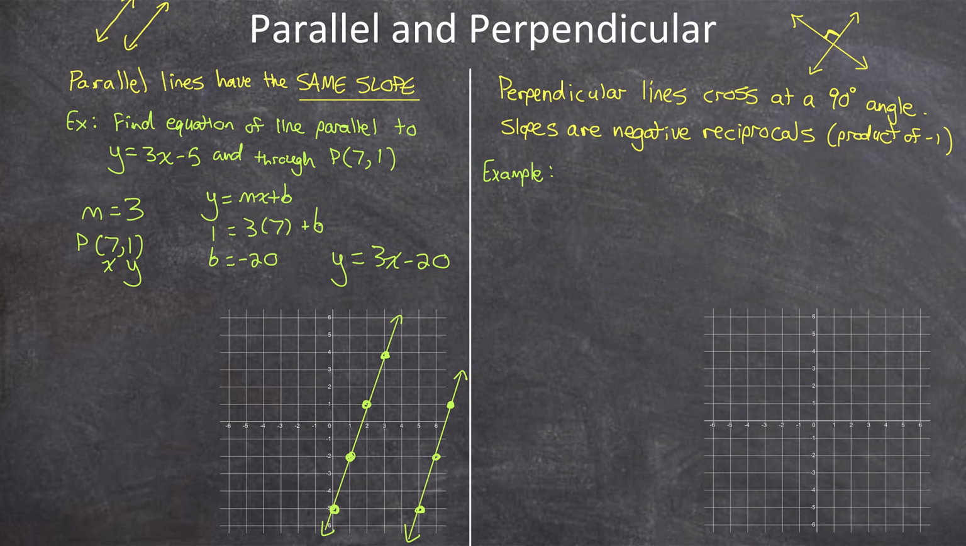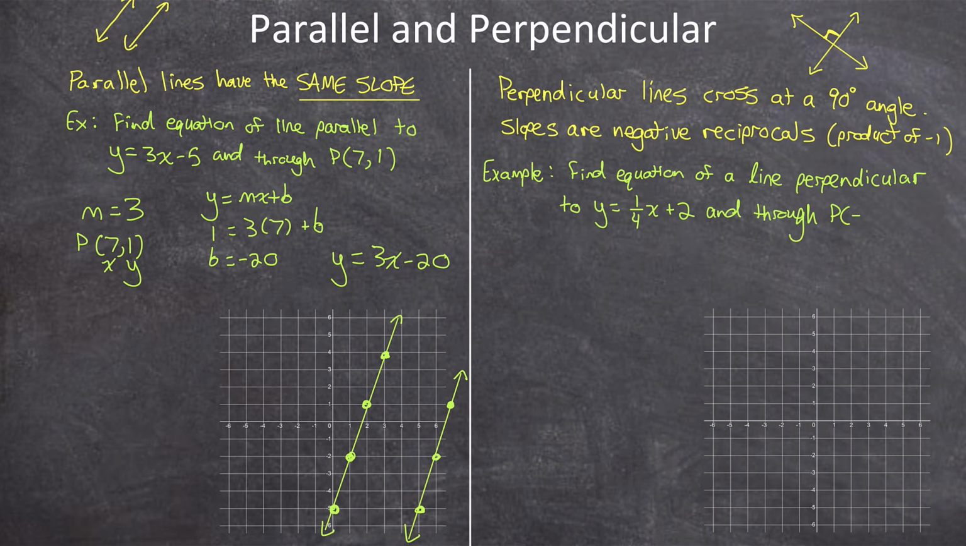Let's find the equation of a line perpendicular to y equals 1/4 x plus 2 and goes through the point negative 1, 5. Now, since we did the last equation in slope-intercept form, let's do this one in point-slope form. Remember point-slope form, y minus b equals m times x minus a. If I want m, the slope, well, I know it's perpendicular to a line that has a slope of 1 over 4. Perpendicular slopes are negative reciprocals.